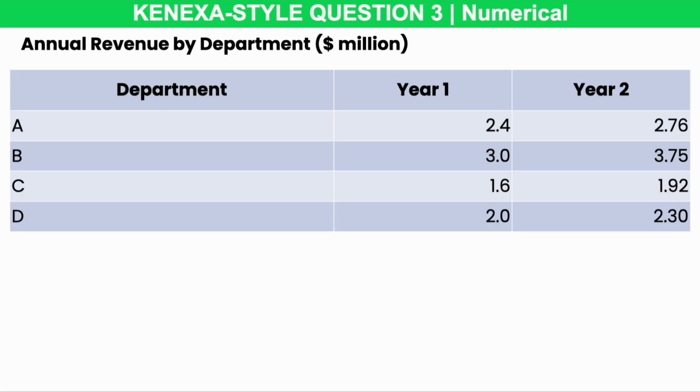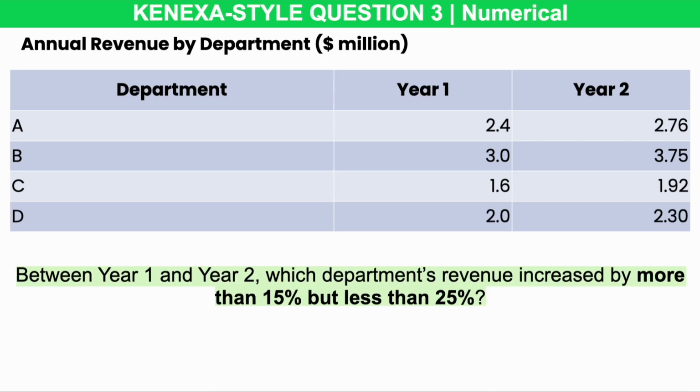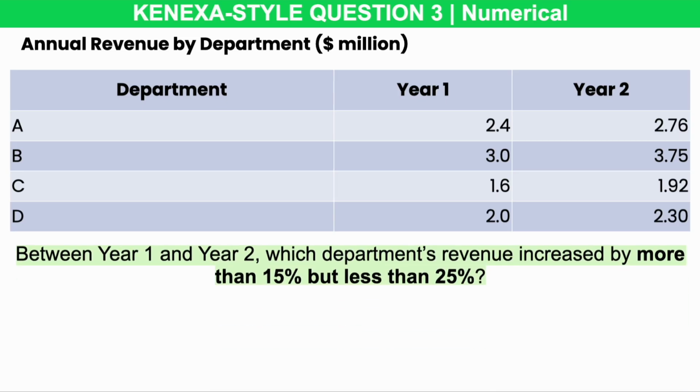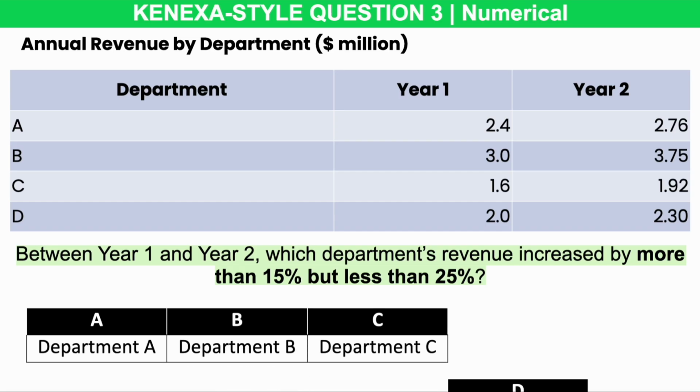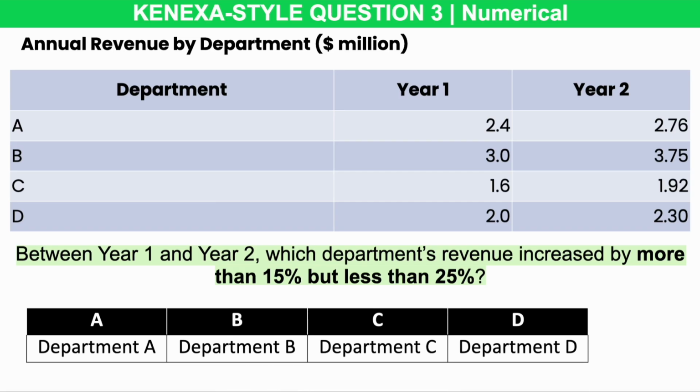not just simple differences. So the question is this: between year 1 and year 2, which department's revenue increased by more than 15% but less than 25%? So you're going to need to employ the same strategy and formula calculations that we looked at in question 1 here. So is the answer option A, Department A, B, Department B, Department C, or Department D?